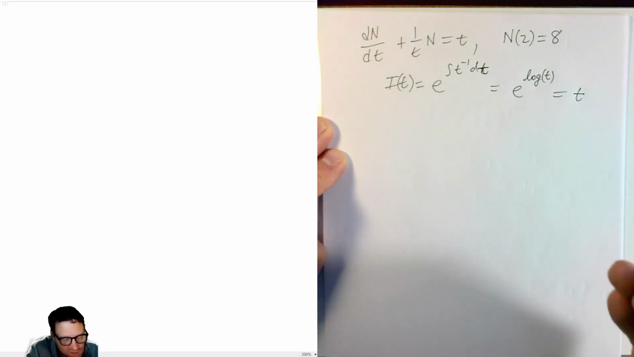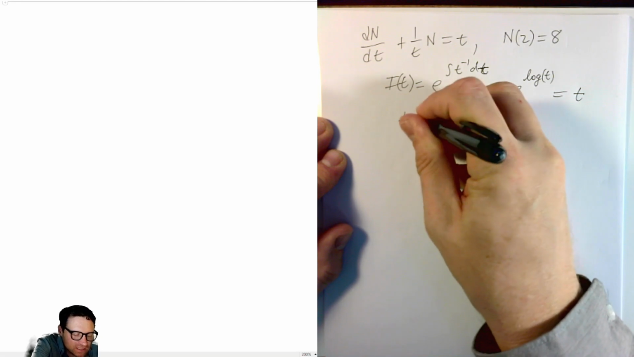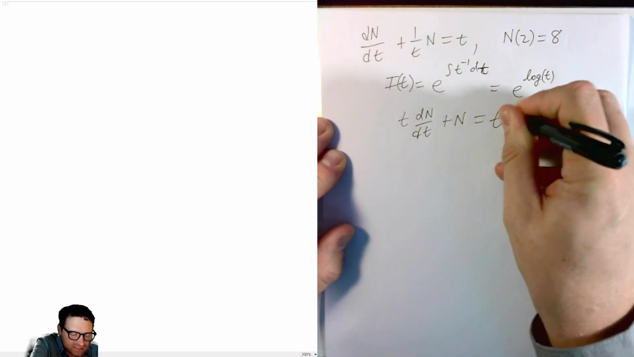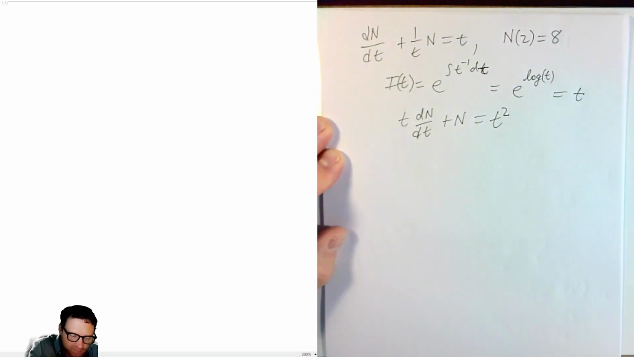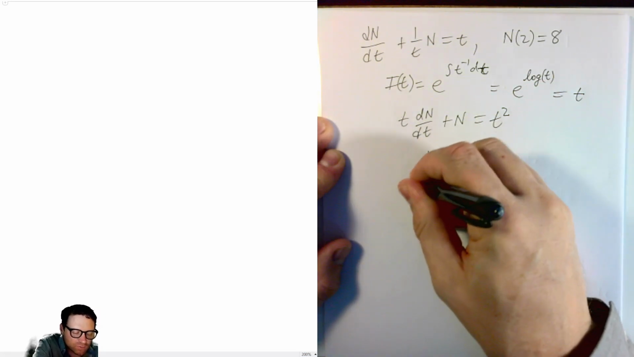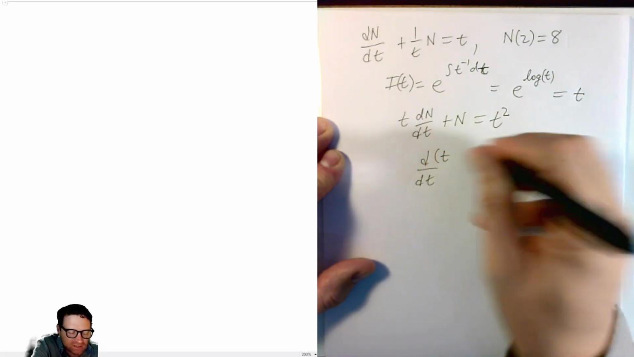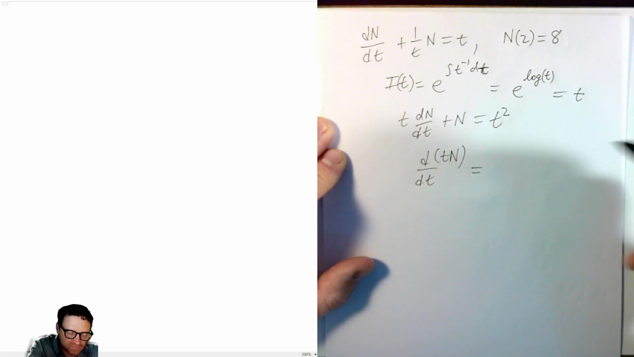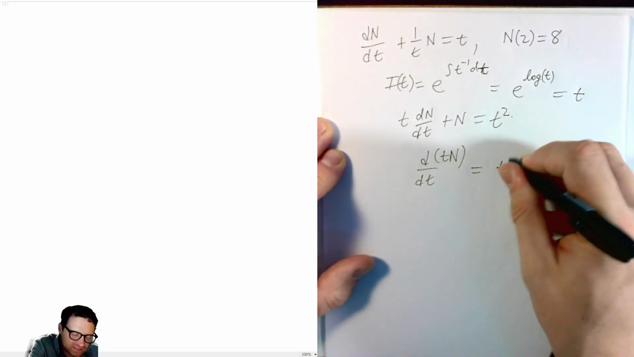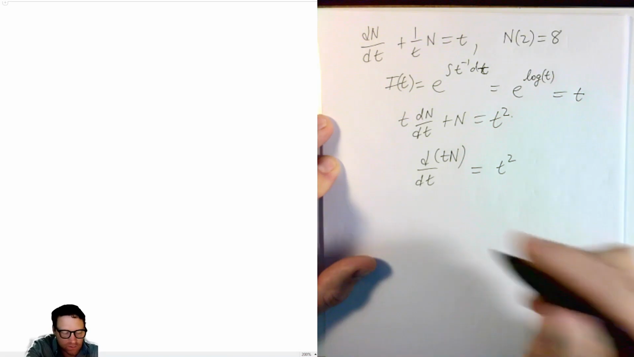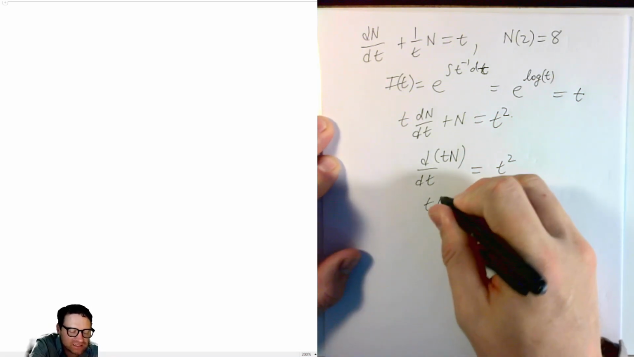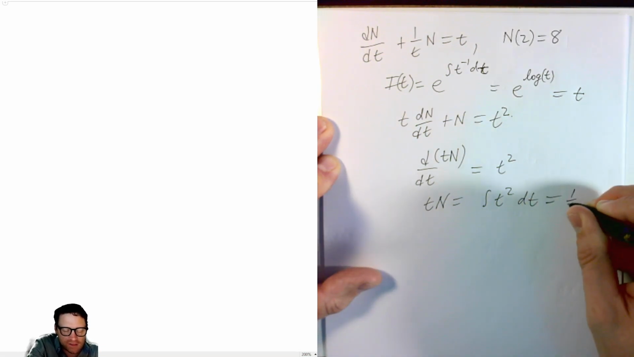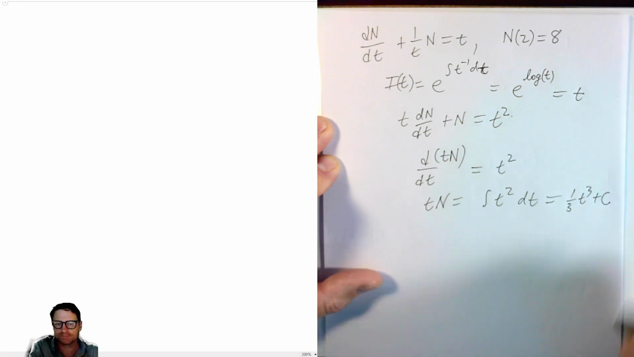Okay, great. So we need to multiply by that. So we have t dN/dt plus N is t squared. And we know how this left-hand side packs up. It packs up as the derivative with respect to t of the product of the integrating factor t times that dependent variable N. And on the right hand side we have t squared. Okay, now we need to integrate both sides. So we have t times N is the integral of t squared dt, which is 1/3 t cubed plus c.